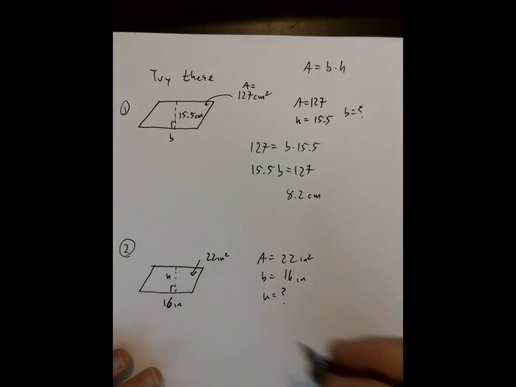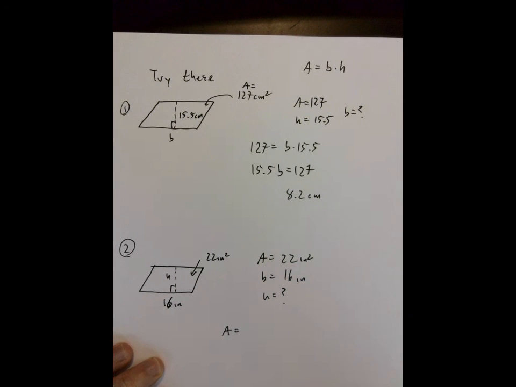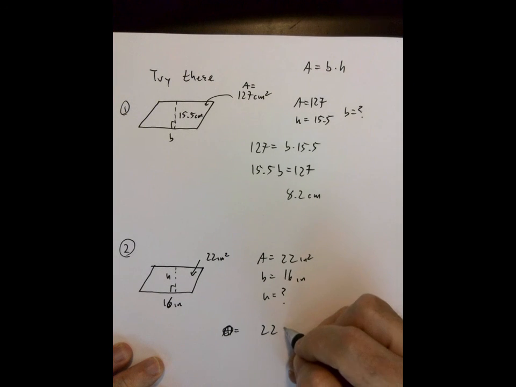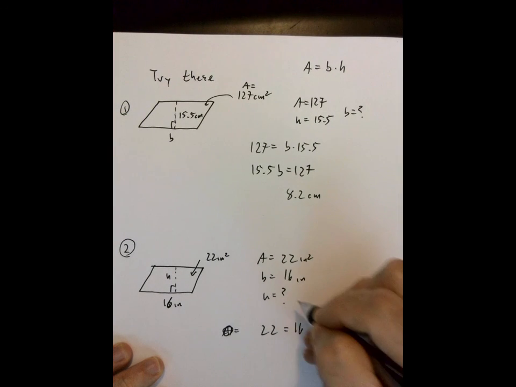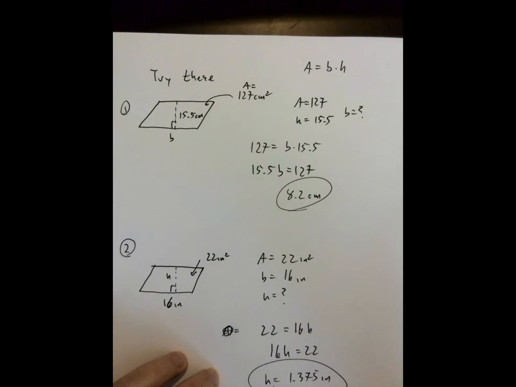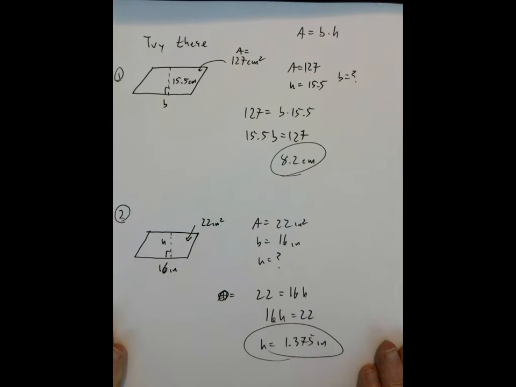Okay, good. So the area is, well, still using this formula here, we put 22 where the area is, 16 where the base is, h, the unknown height. So rearranging it, 16h is equal to 22. And the height is 1.375 inches. And that's our dimension. Okay, slide that up so you can see it better.